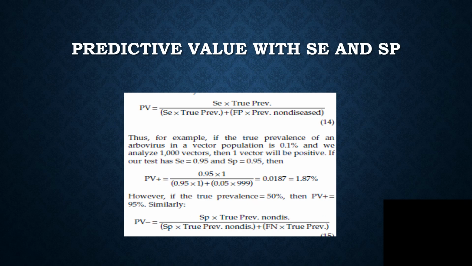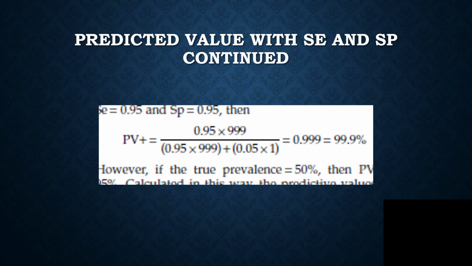Go ahead and continue. And of course, you have the equation there, predictive value with sensitivity and specificity as variables. And so you go ahead and plug in those numbers, and the next slide you have the actual answer with the numbers plugged in, which is 99.9%.